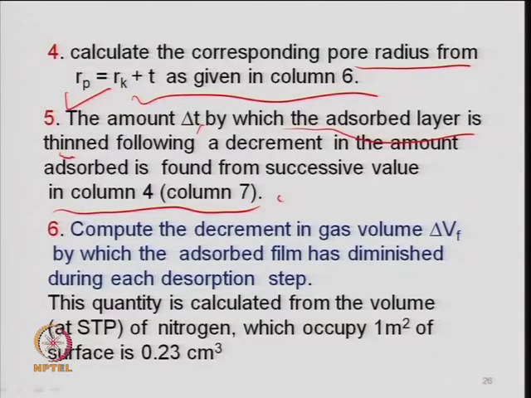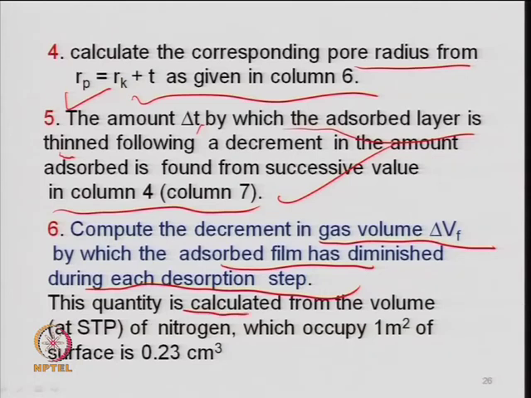So, this is done, and now compute the change in volume, or decrease in the gas volume, delta Vf, by which the adsorbed film has diminished during each desorption step. We are talking about the volume change from two pressure differentials, and that is also related to the adsorbed layer thickness. This is basically a different approach, because the quantity is calculated from the volume of nitrogen, measured at standard temperature and pressure, needed to occupy 1 meter square of the surface, that is 0.23 centimeter cube.